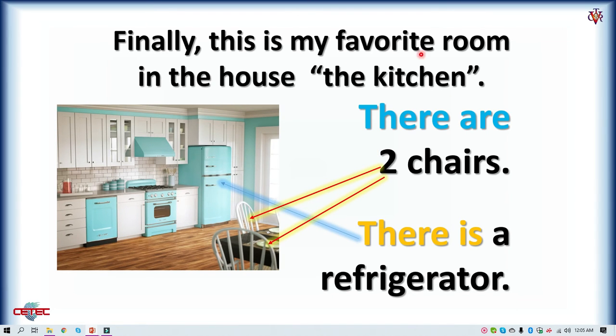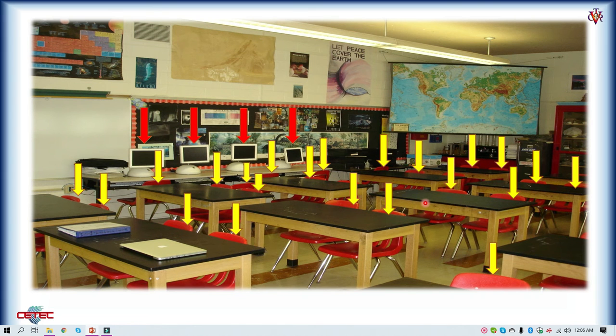Finally, this is my favorite room in the house, the kitchen. There are 2 chairs. 1, 2. There is a refrigerator. Here, in that picture, we only show 1 refrigerator and 2 chairs. On some occasions, you will be able to count easily, or it's going to take time to count. Let's see this example. 1, 2, 3, 4. There are 4 computers.